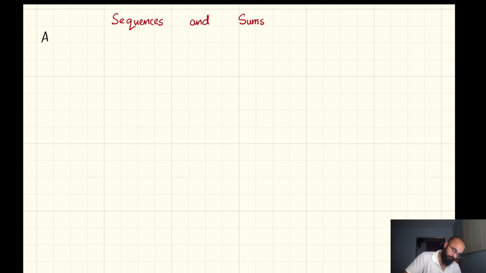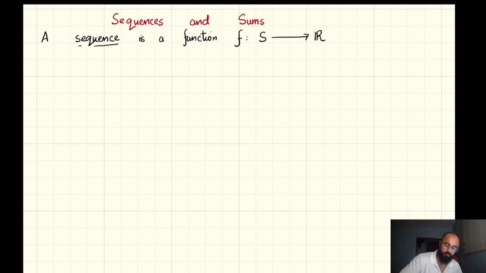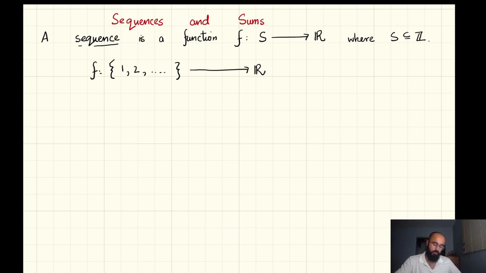For us, a sequence is a function f from a subset of integers to real numbers. Let's take one such subset. Let's take the positive integers, from 1, 2, and so on, and take a function f that takes a value in R. This is the only condition for being a sequence.